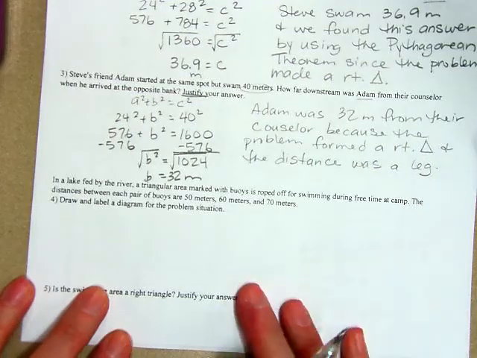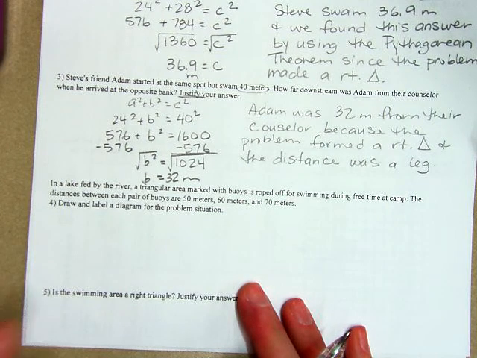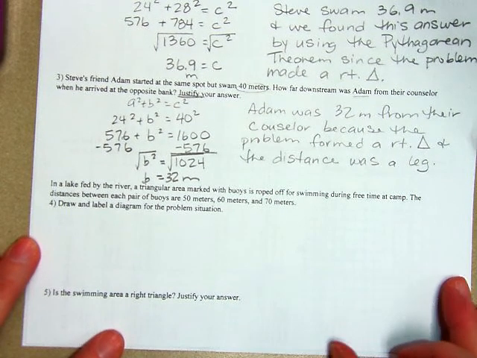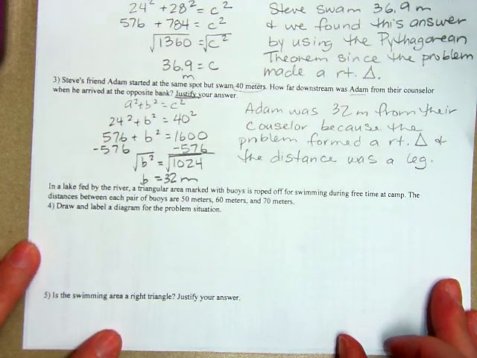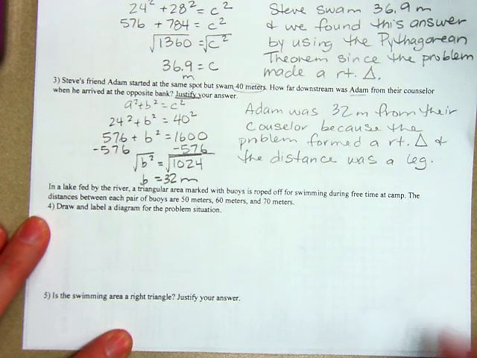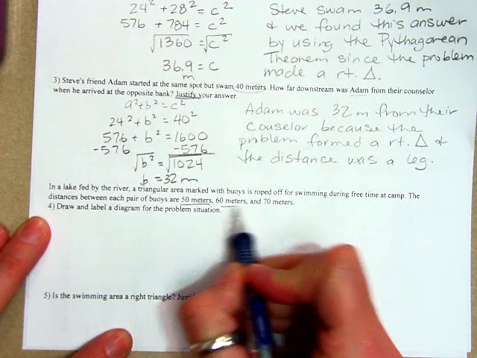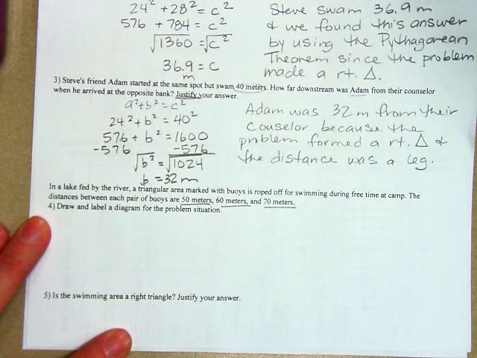Alright, so in a lake fed by a river, a triangular area marked with buoys is roped off for swimming during free time at camp. The distances between each pair of the buoys are 50 meters, 60 meters, and 70 meters. Draw and label a diagram for the problem situation.